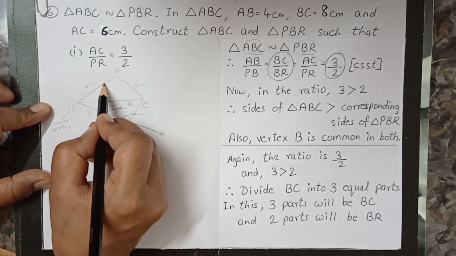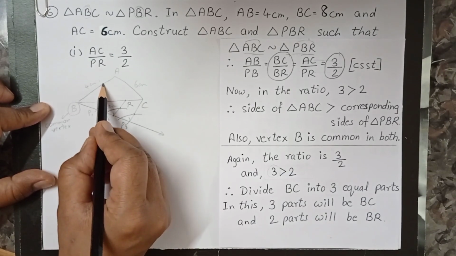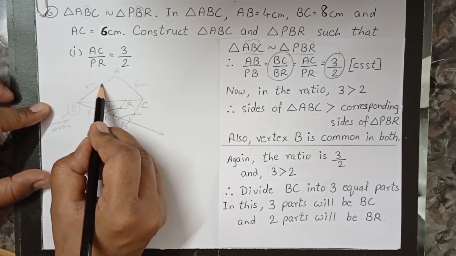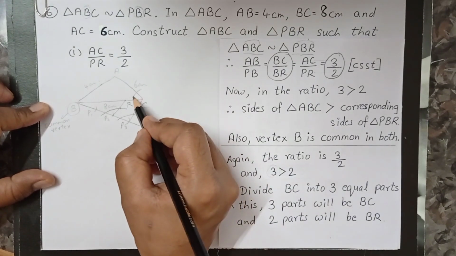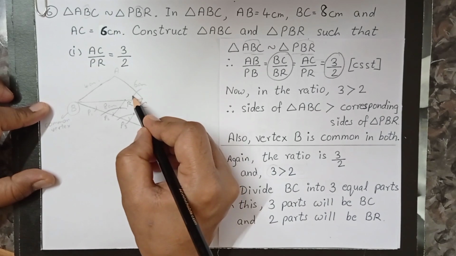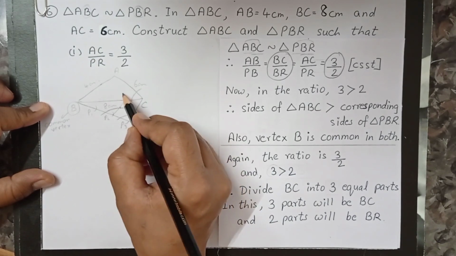Point P somewhere here so that I can form PBR. I need point B somewhere here. How to get that point? That depends on this angle. So this angle congruent to this angle, you have to draw from point R.